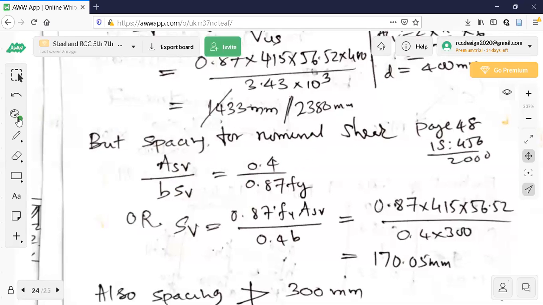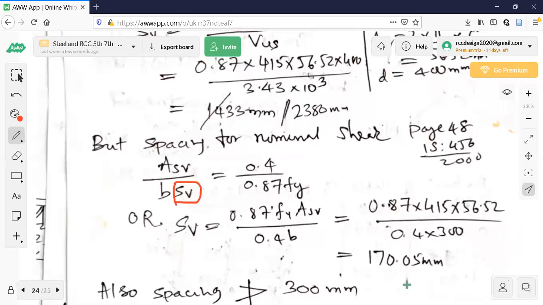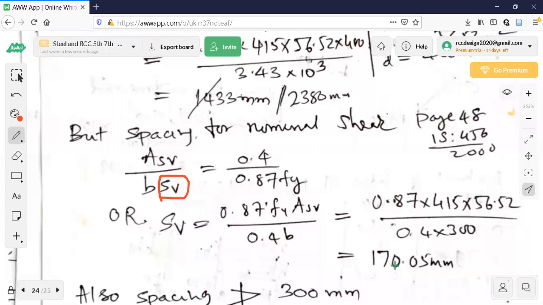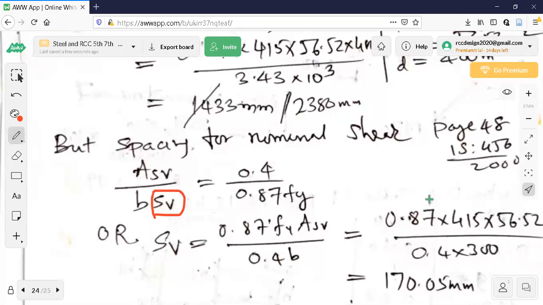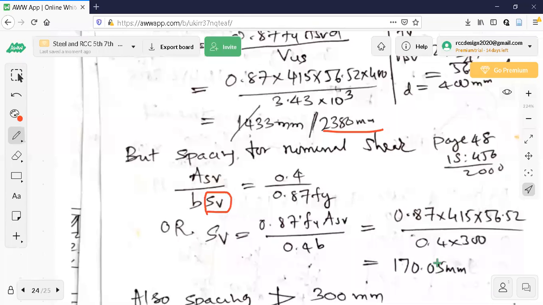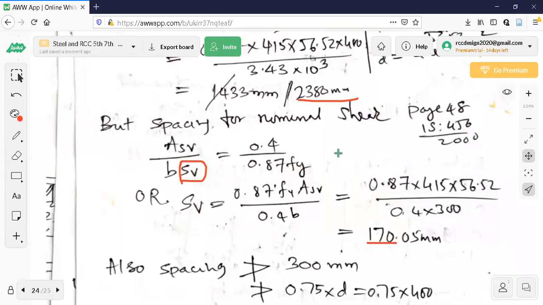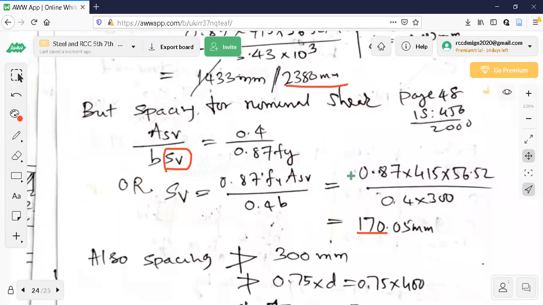Observe this one. See, this is SV here. Now you have to open page number 48. Then there is this formula. In this formula, find out SV. So how much is it? It is giving me 170. 170 it is giving. So whichever is smaller out of these two, whichever is smaller out of this number and this number, that value should be used for the spacing.